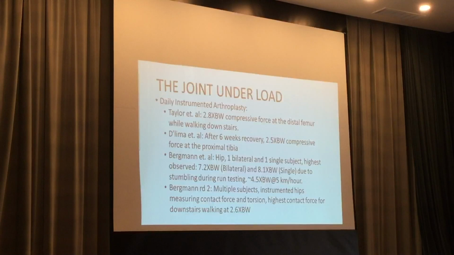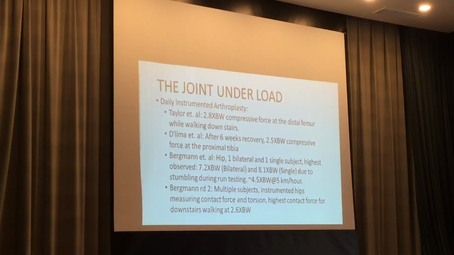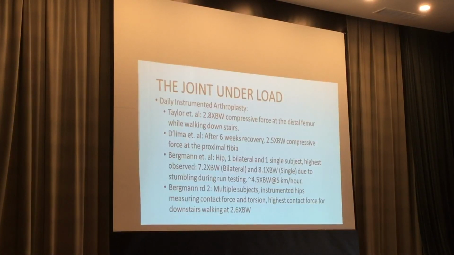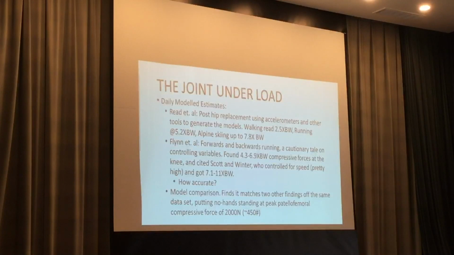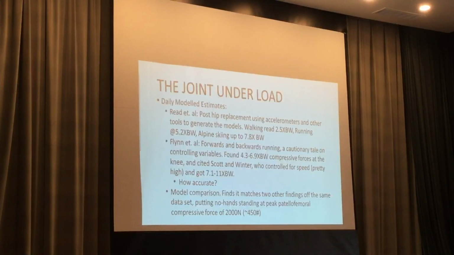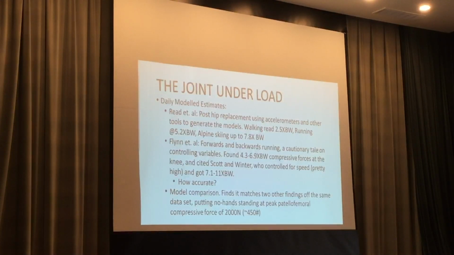And then Bergmann, round 2, did a future comparative study, taking multiple subjects using very similar models, instrumented hips, using accelerometers to measure contact force and torsion when walking downstairs instead of using running models, and we get about the same at 2.6. Our modeled estimates, strangely, and this is something I'll get to in a second, get very similar data. Walking, we get about 2.5 times body weight. Running at 5.2 at a moderate pace. And then alpine skiing up to 7.8 times body weight.